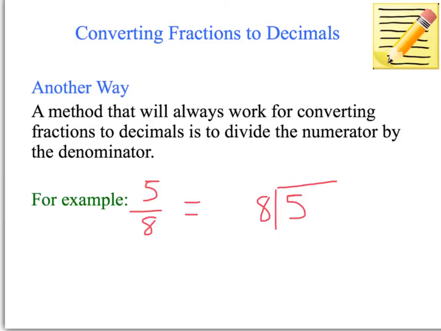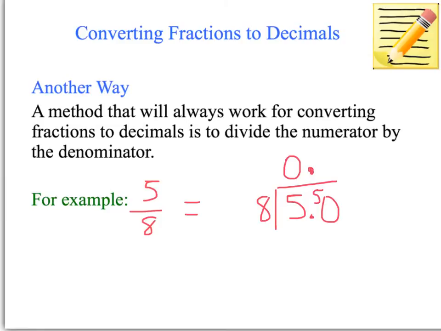So 8 won't go into 5, so we have to put some zeros here so that we can work it out. Now the decimal place will go after the 5, because we're dividing 5 by 8, and 5 is seen as a whole number even though it's part of a fraction. Alright, so 8 into 5 doesn't go, so we put the 5 over here.